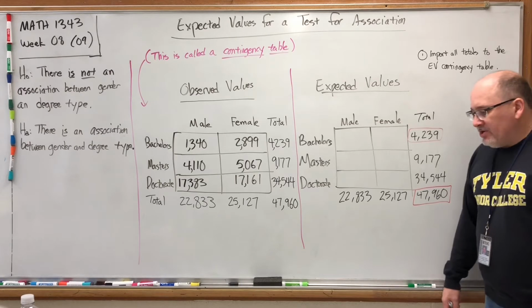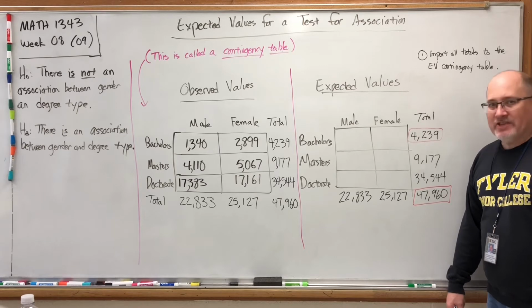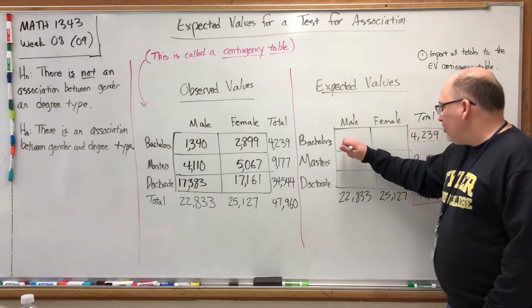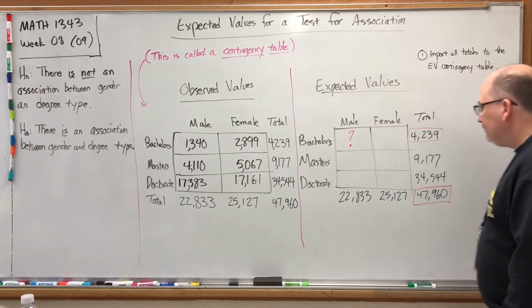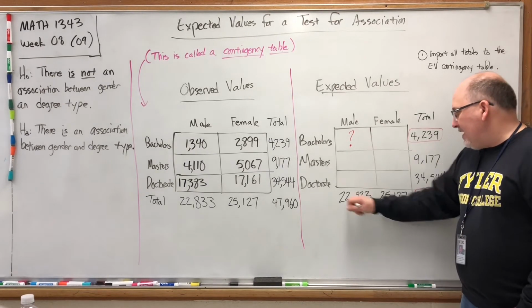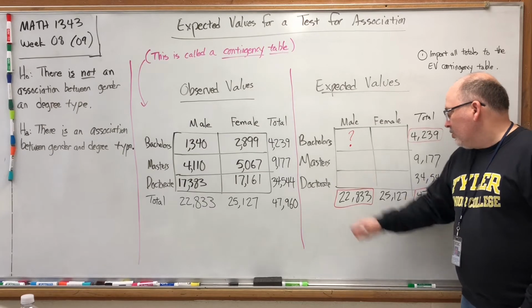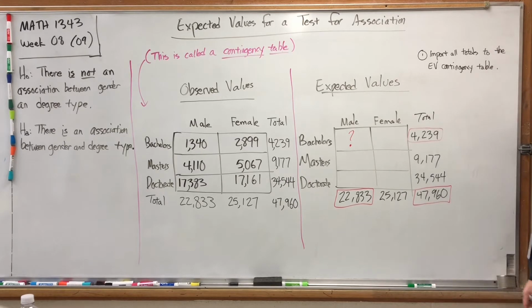Now, if gender didn't matter, then it should be the same proportion for males and the same proportion for females. In other words, if we were to try to figure out what number goes here, let's just put a question mark there for a second. If we were to try to figure out what number goes here, then the proportion of males who receive bachelor's degrees, in other words, this number divided by the total number of males, should be the same fraction as if it were the total number of bachelor's degrees out of the total number of degrees if we ignore gender altogether. If gender didn't matter, those proportions should be the same.